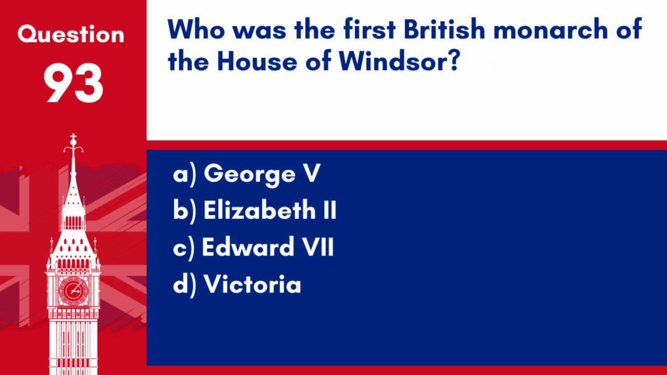Question 93. Who was the first British monarch of the House of Windsor? A. George V. B. Elizabeth II. C. Edward VII. D. Victoria. Answer: A. George V. George V was the first British monarch of the House of Windsor, having changed the family name from the House of Saxe-Coburg and Gotha in 1917.